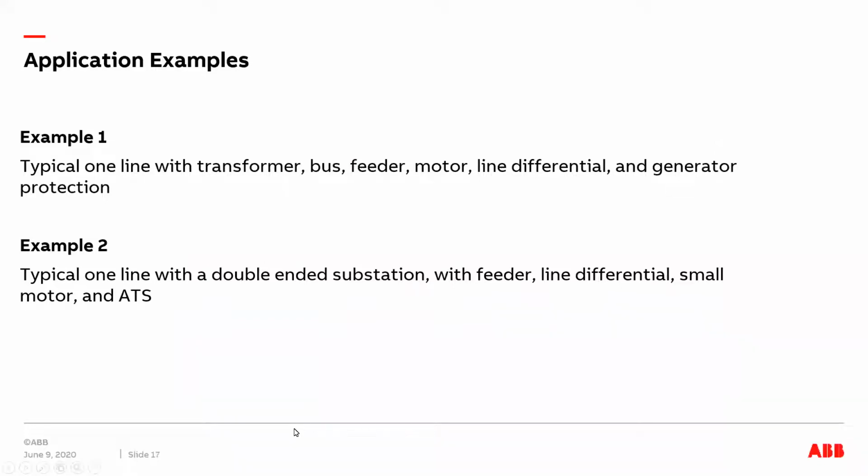Okay, now in the next available minutes, we'd like to show you some application examples. Example one is a typical one line with a transformer, bus, feeder, motor, line differential, and generator protection. Okay, and in example two, we are going to look at a one line with a double-ended substation with a main-tie-main type of arrangement with feeder, line differential, and a small motor, and an automatic bus transfer scheme.